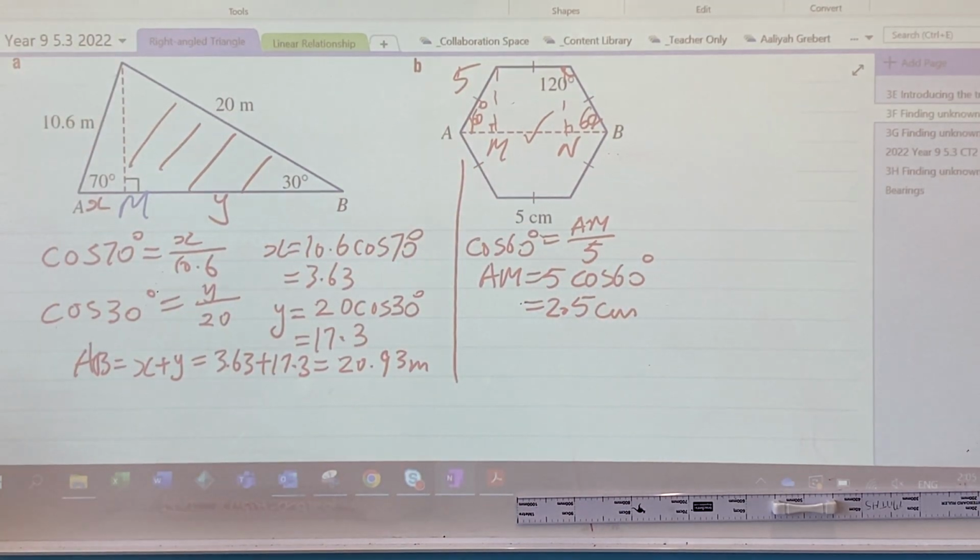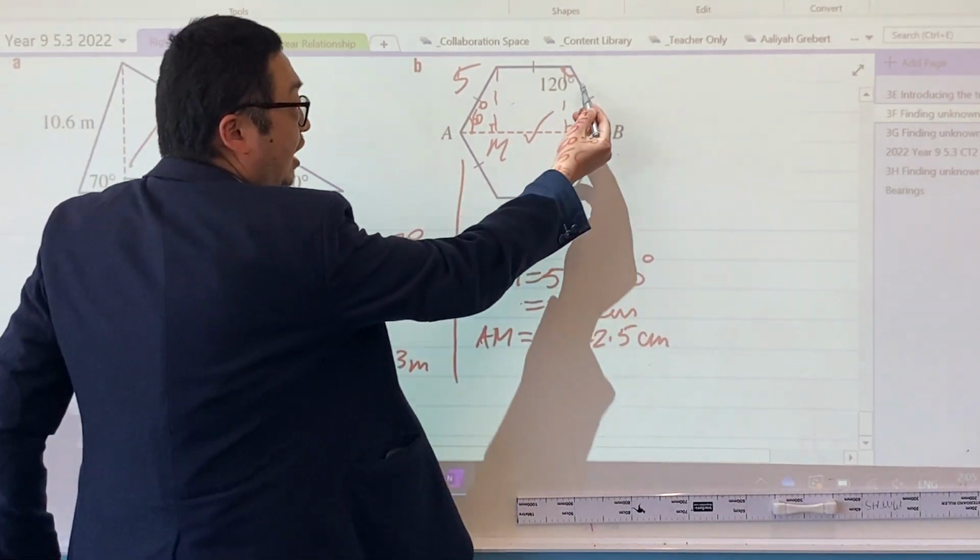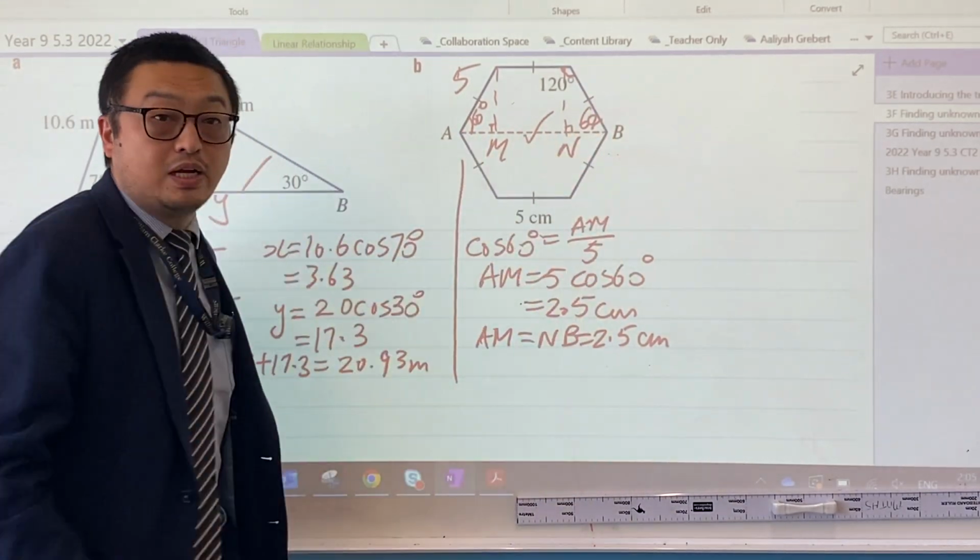That's AM. So basically, AM is also equal to MB, also equal to 2.5. Does that working out make sense? I don't have to do this triangle one more time, because this part is equal to this part.